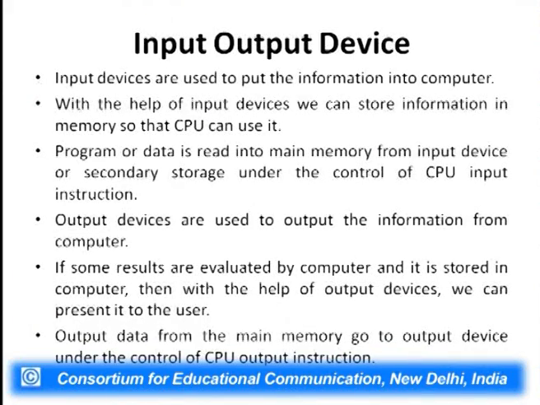The output devices are used to output the information from the CPU. If some results are evaluated by the computer and stored in the computer, then with the help of the output devices, we can present it to the user. The output data from the main memory goes to the output device under the control of the CPU, that is, the control unit is going to be giving the relevant instructions for the transfer of data from the CPU to the output device.